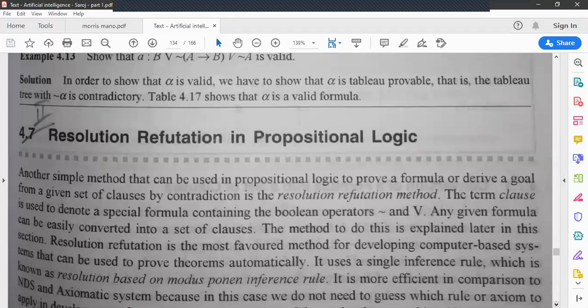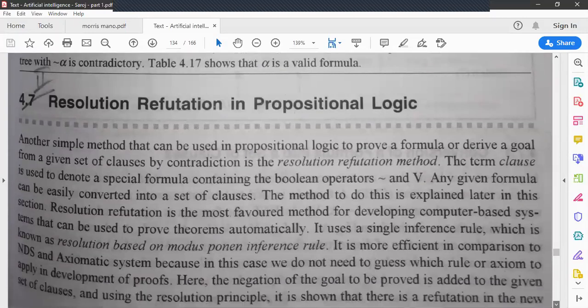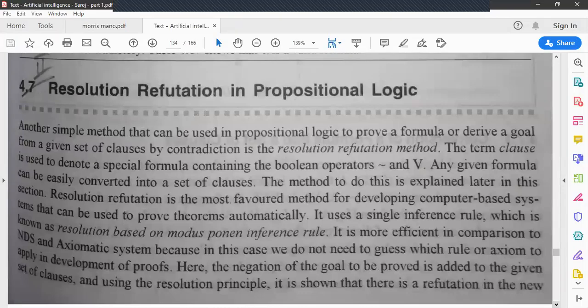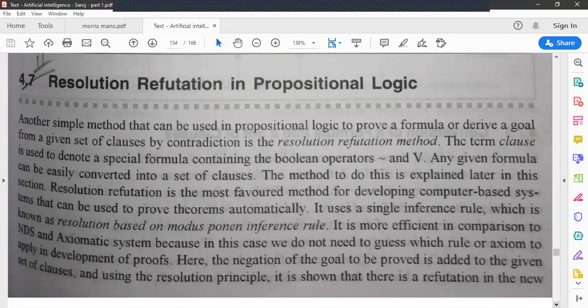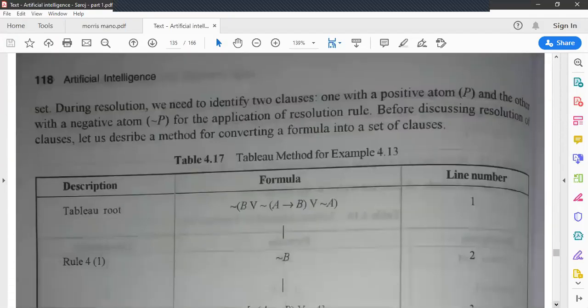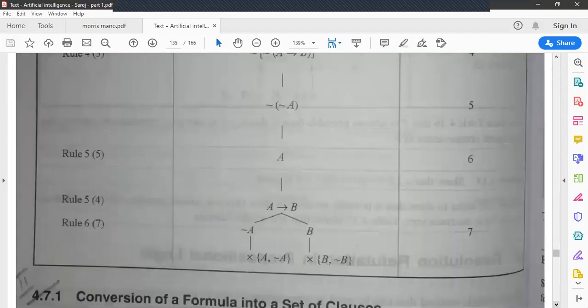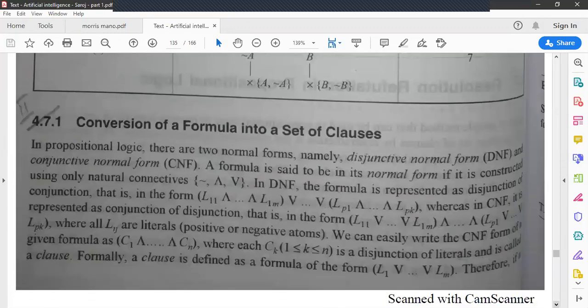Let me introduce you to resolution refutation. In this method, what happened? This is the last method. It also follows the backward chaining approach, and in this the formulas are expressed in the form of clauses, and you have certain rules to convert the formula into a set of clauses.